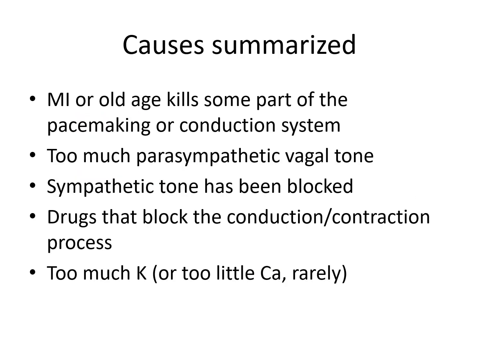So now that we know all that, we can figure out what are the common causes of bradycardias. Well, probably the commonest one is actually simply heart attack or old age killing off some part of the pacemaking or conduction system, the SA node, the AV node, or the conducting fascicles. Second cause could be that we have too much parasympathetic vagal tone, either because of medications or because of the environment, so vasovagal syncope is a classic example of that. Third cause would be if the sympathetic beta 1 tone has been blocked, usually by medications.